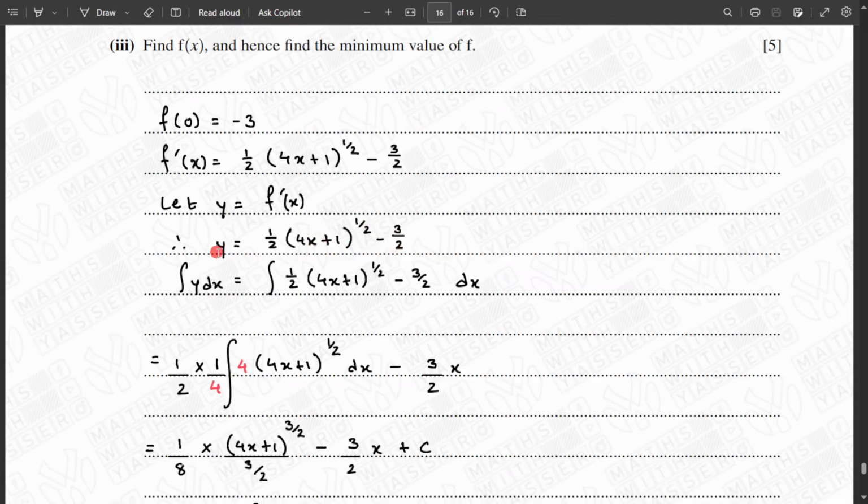Let's integrate this equation so that we get the f(x) equation. So integrating y with respect to x is equal to integrating half of (4x plus 1) to the power half minus 3 over 2 dx. Then we can take the constant half outside the integration, and since the power is the operator, we need to differentiate the elements within the brackets. That gives us 4, so we bring the 4 here and balance the equation by having 1 by 4 outside. And integrating 3 over 2 gives 3 over 2 x.